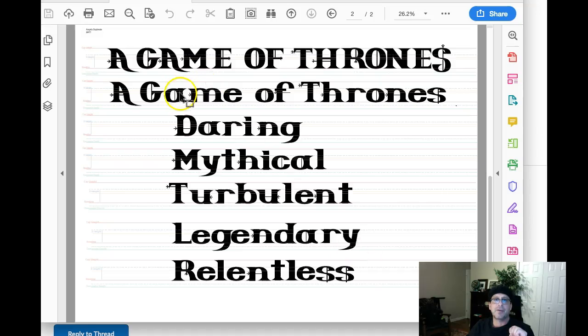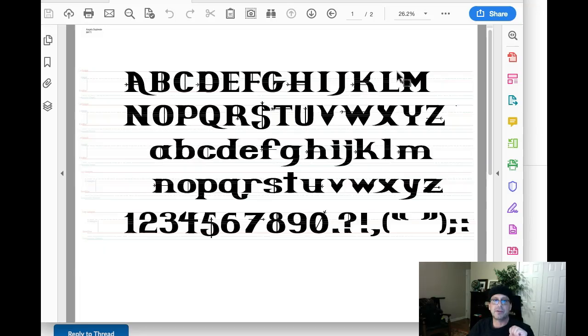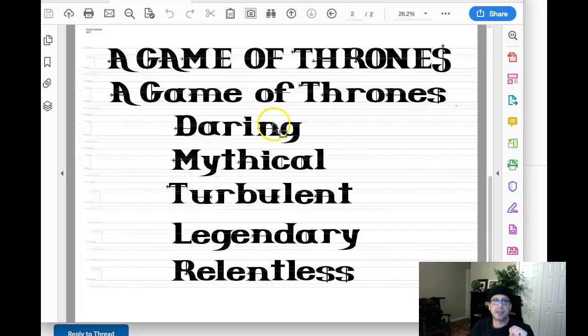Let's jump over to your typeset. Game of Thrones in all caps looks fantastic. Game of Thrones in lowercase looks fantastic too. I want to see your lowercase a. Okay, I see. So that's more title case, right? Capitalizing the first word. And then these are fantastic.